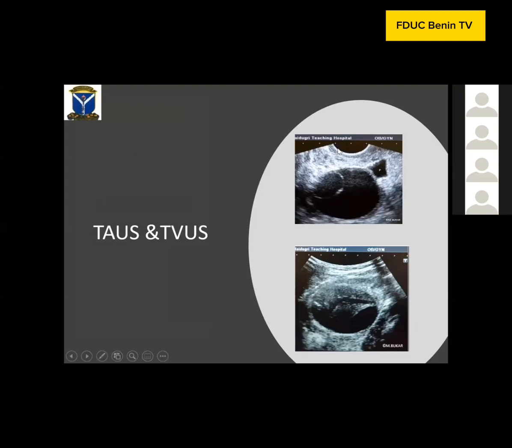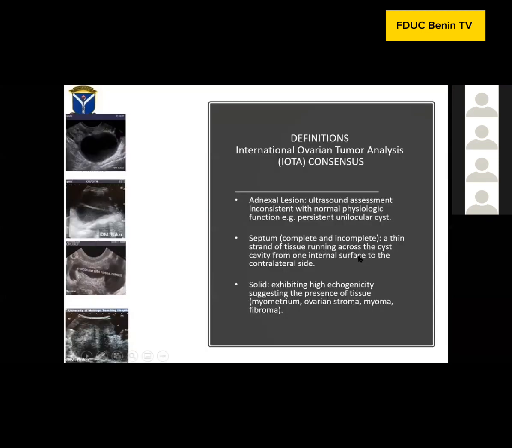Now, if you see this footprint with a semilunar appearance, it tells us that it is a transvaginal probe. This tells us that it is a curvilinear probe. Now, before we go further, it's important for us to remind ourselves about the standard descriptions, definitions, and terms by IOTA. There are many other classifications, but this one stands out and is validated. So that's what we are going to use for the purpose of this webinar.